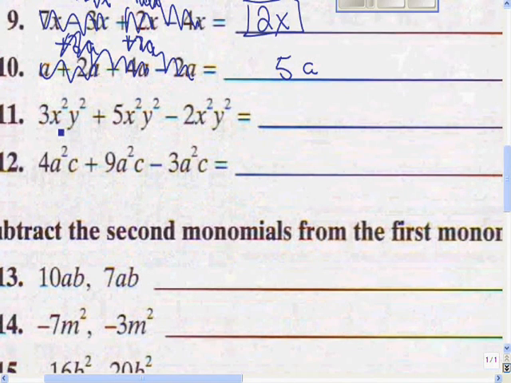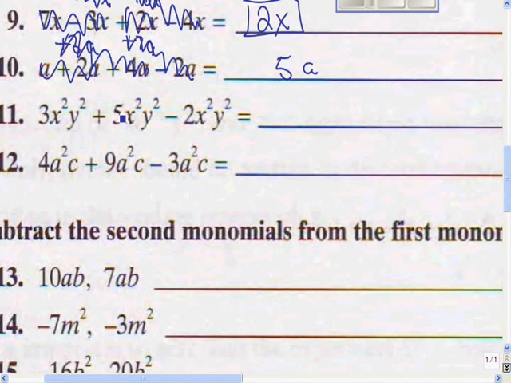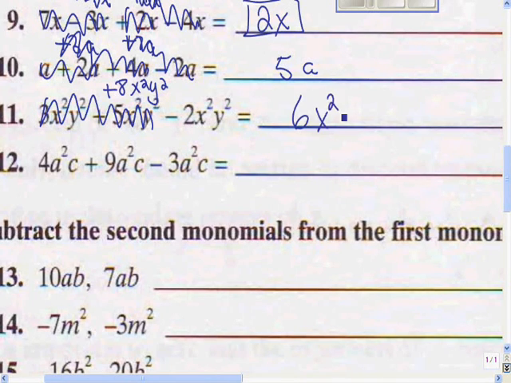Okay. Here, do we have like terms? Yeah, they're all like terms. These two are positive, so I'm going to add them. 3 plus 5 is 8. So I'm going to write 8x squared y squared. Cancel this. And this is a positive, right? A positive and a negative, the signs are different. I'm going to subtract. So that's going to give me 6x squared y squared. And these are going to cancel out. That's my answer. I know it's a positive because the bigger number was positive.